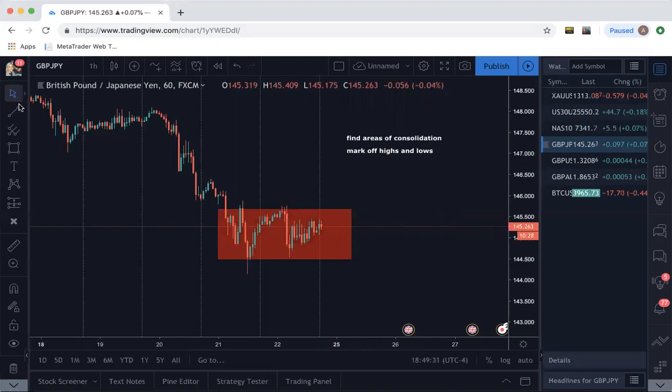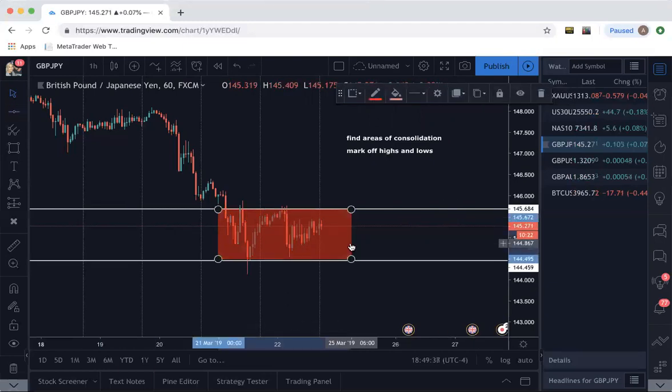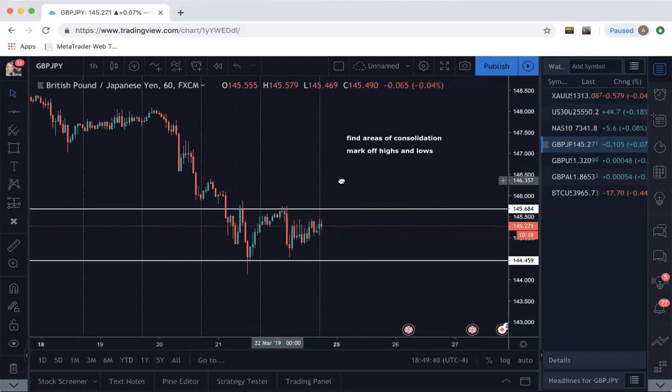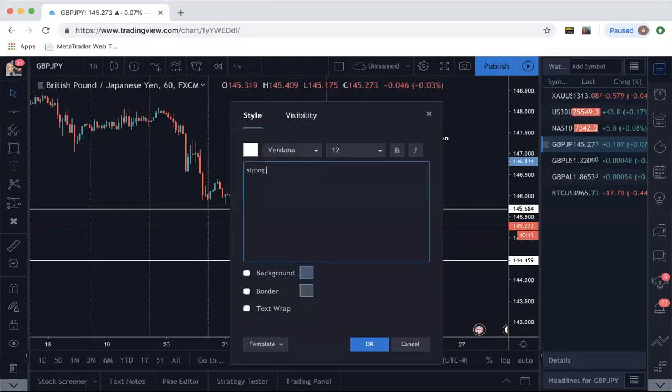You can do it with a horizontal line. You can do it with a box. Okay? Whatever fits your style. It doesn't really matter as long as you can establish where the highs and the lows are. Okay, so the first thing we wait for is a strong breakout of the zone. Okay, strong breakout of the zone.